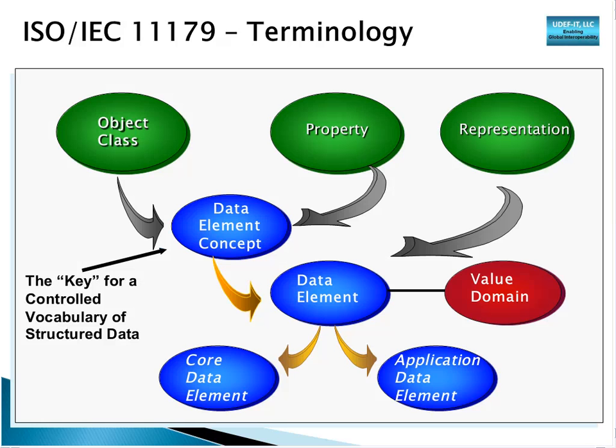If you look at, again, 11179 and some of the key terminology, they define all of these bubbles that are shown here on this chart. In other words, object, class, property, representation, and the idea of a data element concept. What I want to highlight here is that a data element concept is the union between an object class and a property. When you add representation, that's when you get to a data element. And an example of an object class and property combined would be employee hired date. The object is employee, hired date is the property, and date is the representation.